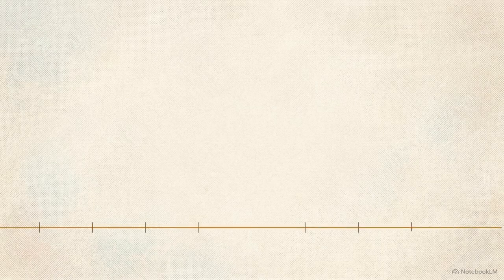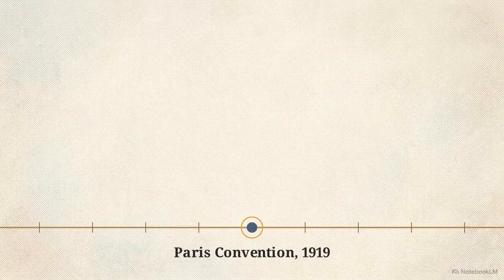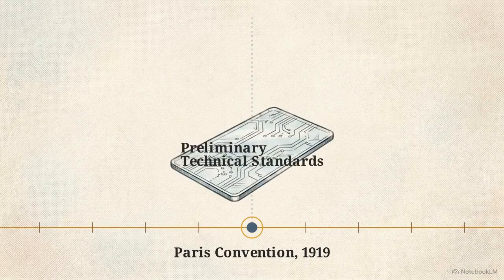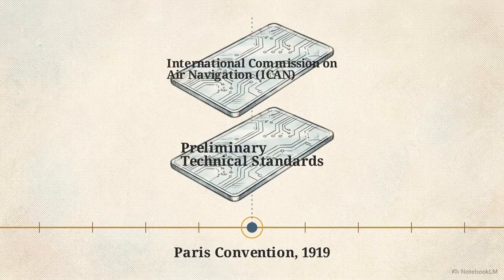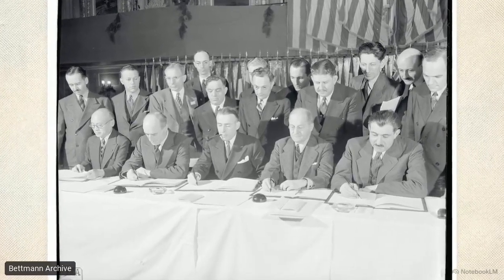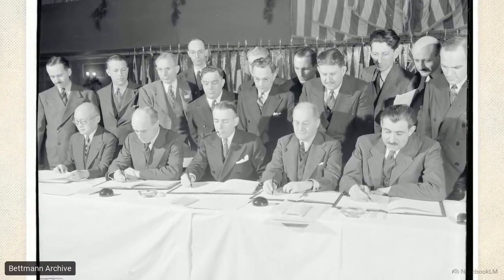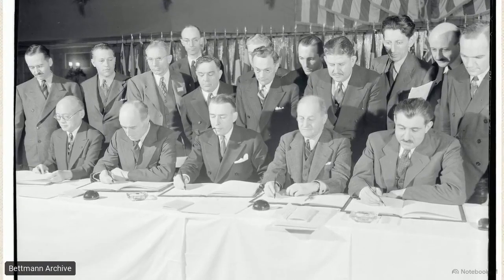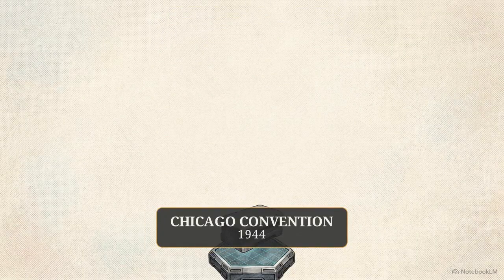The timeline starts here, at the 1919 Paris Convention. This was the first international agreement on civil aviation, creating preliminary technical standards and the International Commission on Air Navigation. Paris was superseded in 1944 by the Chicago Convention. This treaty established the legal framework India follows today. Returning to our blueprint, the Chicago Convention serves as the foundation.